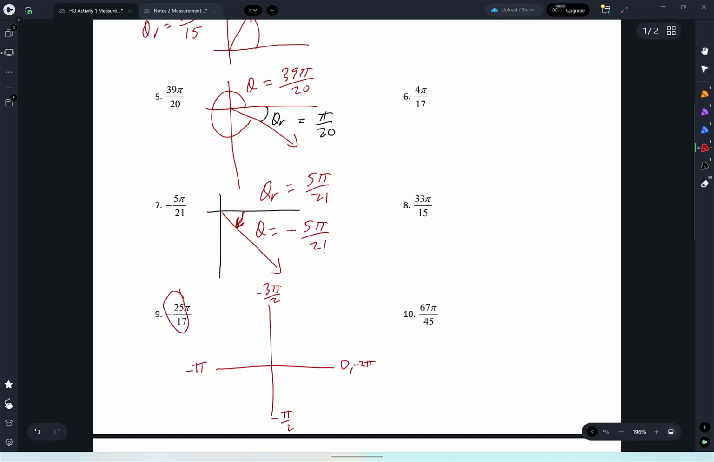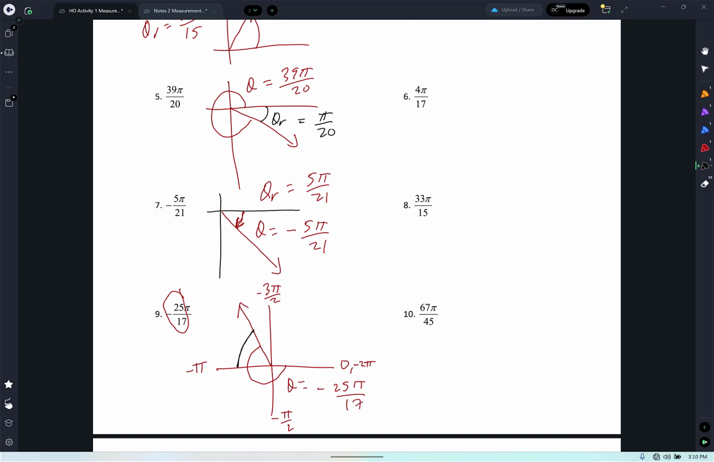Does that make sense? Remember, I got to go negative, so I'm going clockwise. But do I pass the negative 3/2 pi? No, you get really close to it, but you don't pass it. So it looks something like that. There is my angle, negative 25 pi over 17. Now, what is this angle right here?